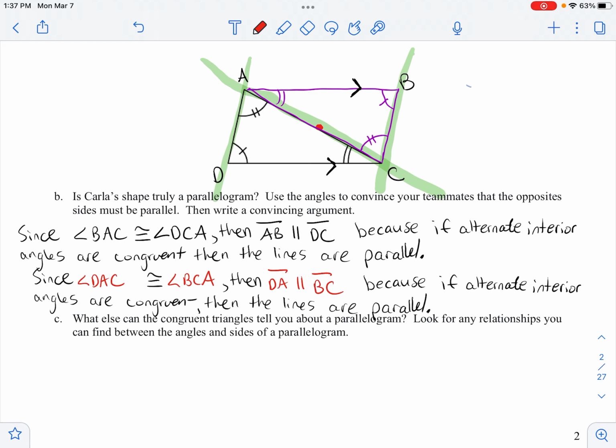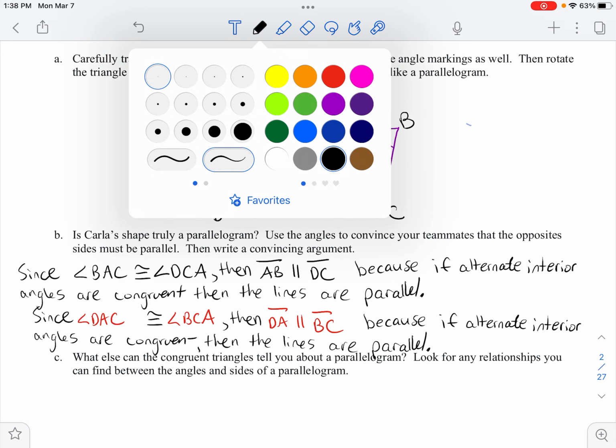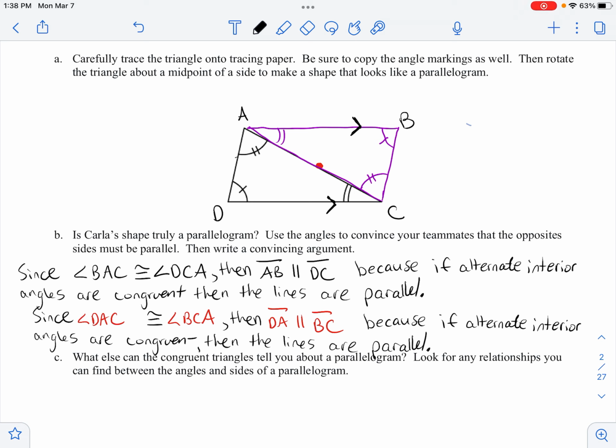And part C, what else can the congruent triangles tell you about the parallelogram? Look for any relationships you can between the angles and the sides of the parallelogram. So we want to find out what else is true other than the two pairs of lines are parallel to each other. So there's my two arrows to show that those sides are parallel.